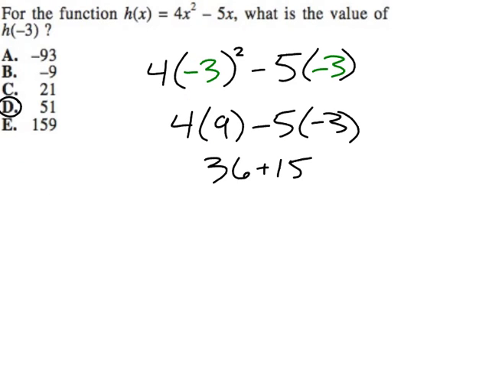Be careful when plugging in for functions. We talked about this once before. If I'm plugging in a negative number, I need to put that in with parentheses. So that's going to be negative 3 squared, which is not negative 9, but positive 9. So that's 4 times 9. Negative times a negative gives me a positive, so that's actually 36 plus 15, which is my answer D, 51.